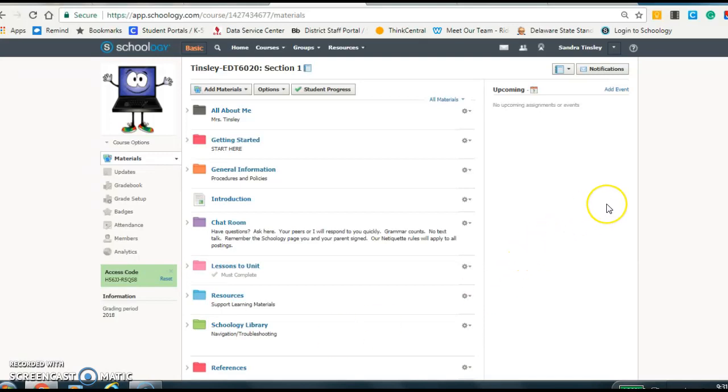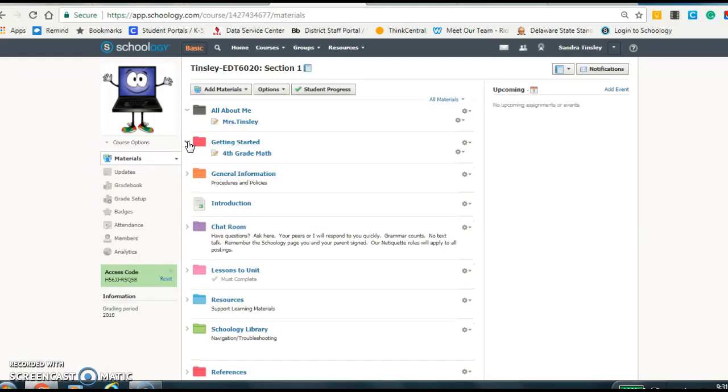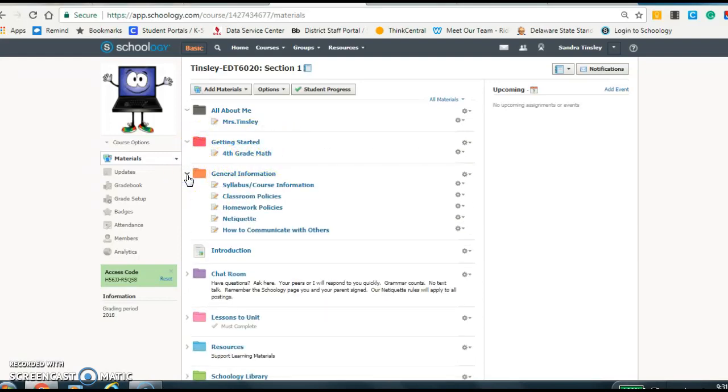This unit encompasses the unit of measurements. It starts off with all about me. They can get all the information about me. Starting here, all the information about the 4th grade math they'll be experiencing, general information for the syllabus for this course, classroom policies, homework policies, etiquette, and how to communicate with others.